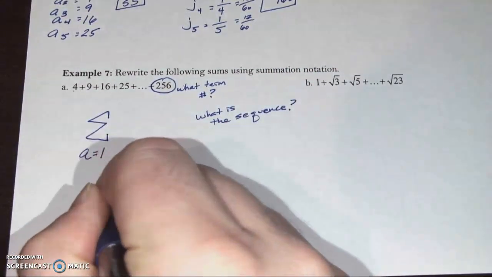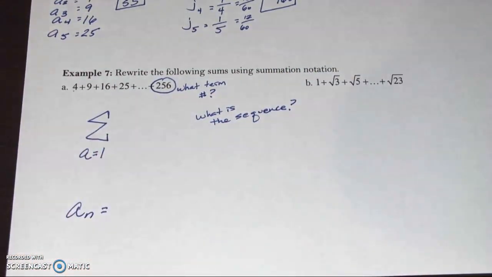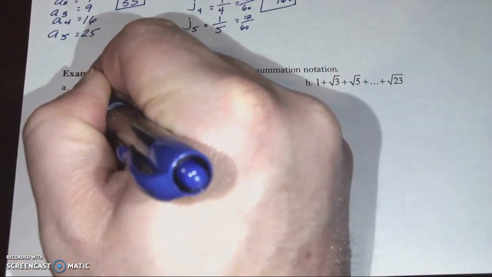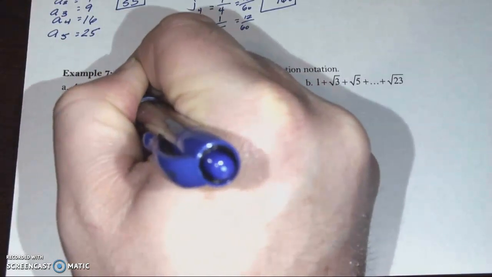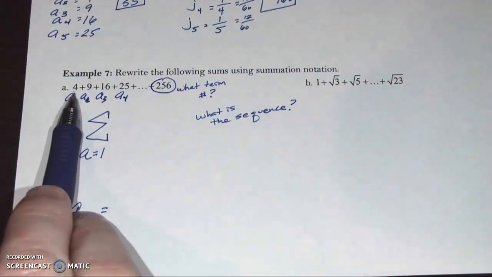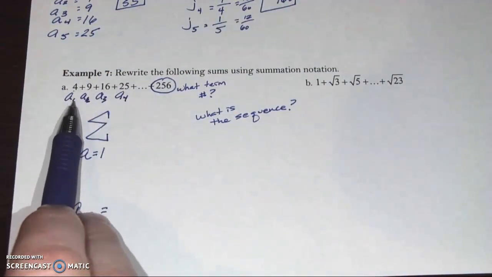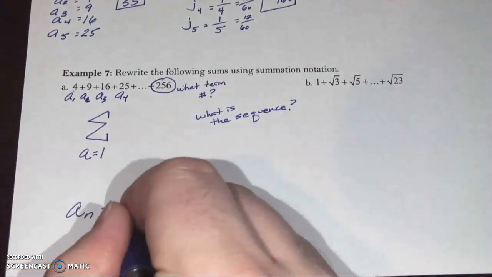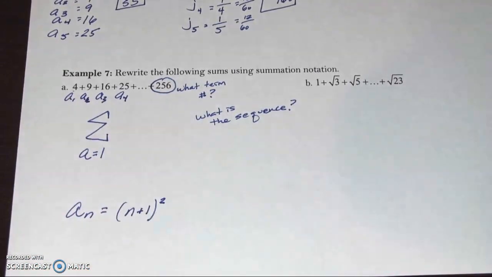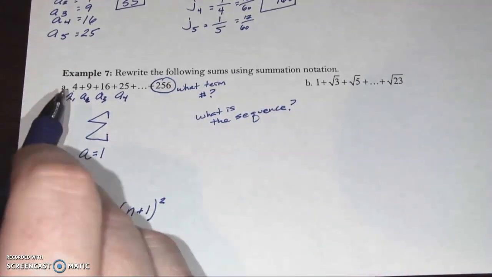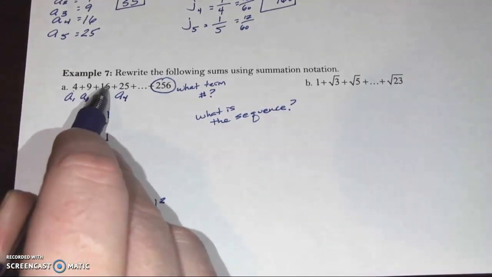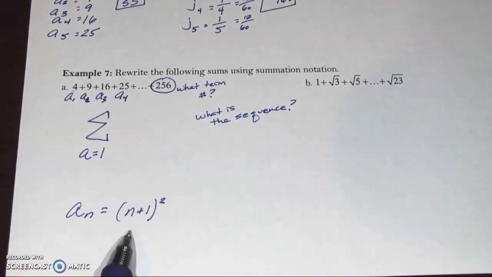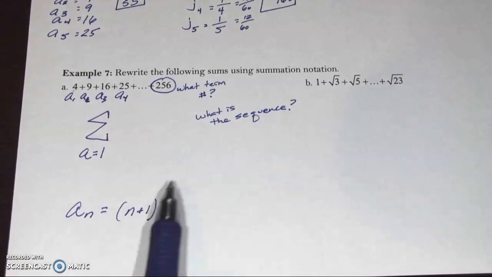So let's try to figure out what the sequence is, the explicit formula for the sequence. Well, this is the first term, the second term, the third, the fourth term. Those look like the squares, perfect squares, but they're kind of one higher than we need to. Okay, so they're one more than the term number. This one is actually 2 squared, 3 squared, 4 squared, and 5 squared, so we just add 1 to the n value and square it.